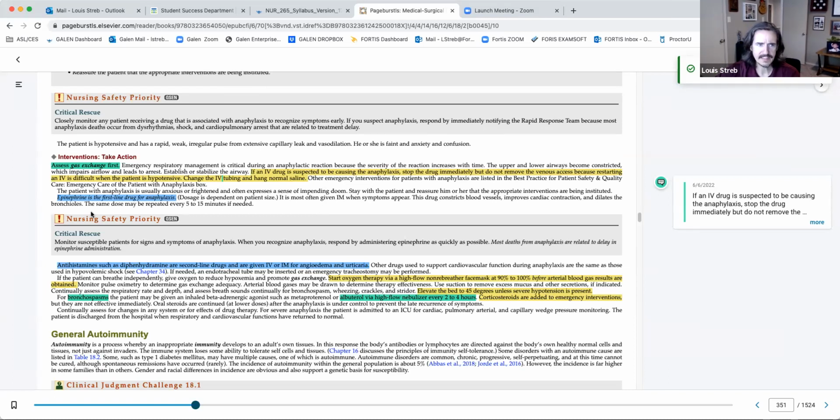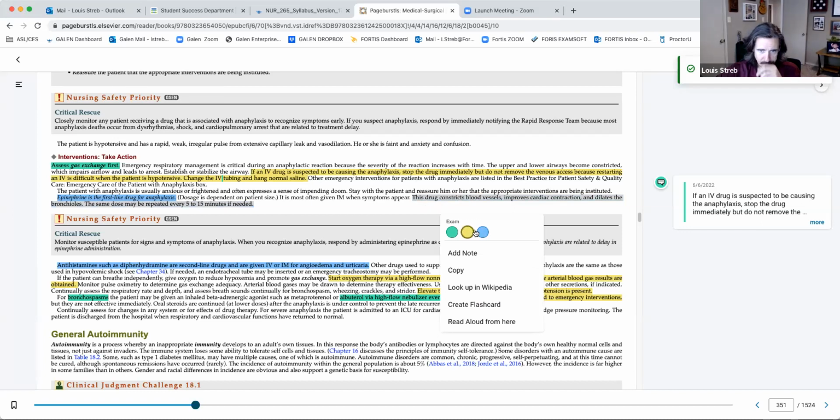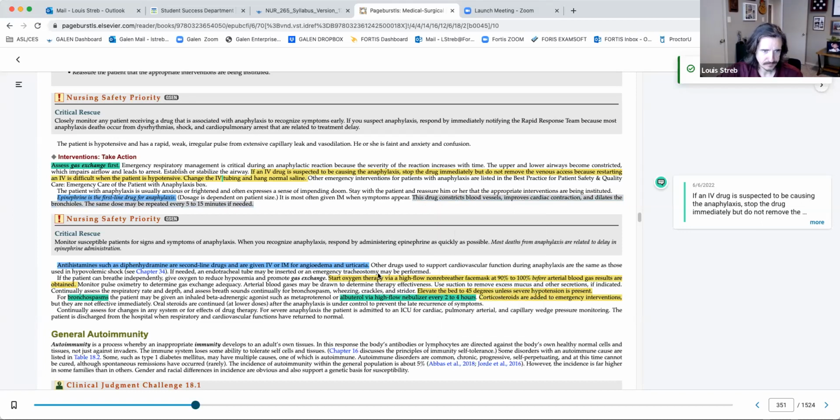Epinephrine is, and always has been, and probably will be for a while, the first-line drug for anaphylaxis. You can look at the dose and stuff, but it has to be repeated every 5 to 15 minutes as needed. The drug constricts the blood vessels, causing pressure to go up and increasing cardiac output. It improves cardiac contraction, which improves cardiac output, and it dilates the bronchioles, like I said. And that's really what we need to understand as it applies to this. All right, so keep moving on.